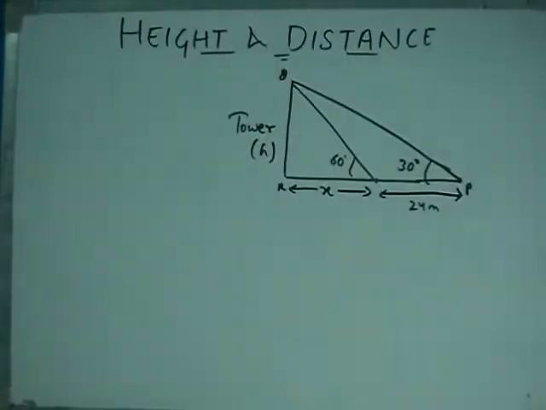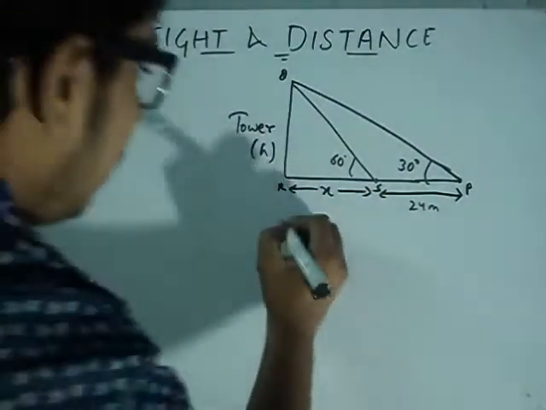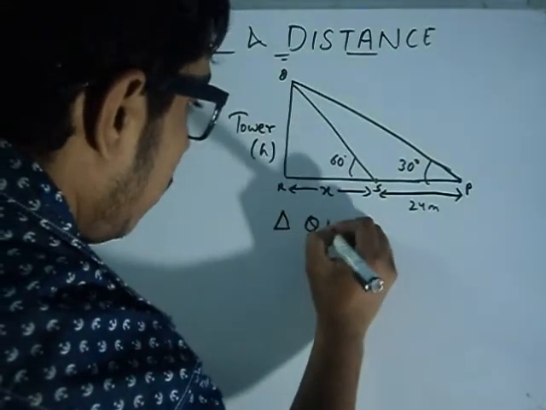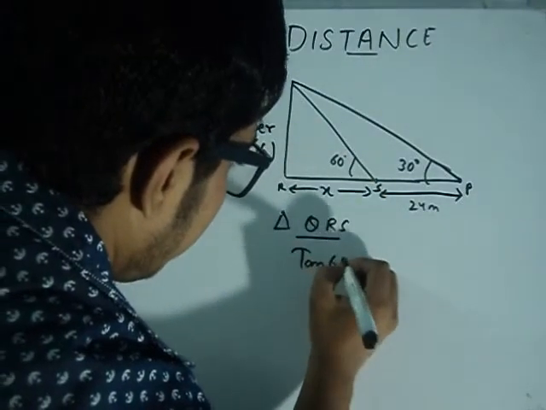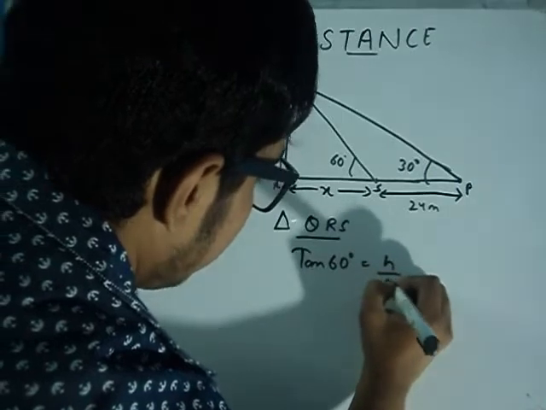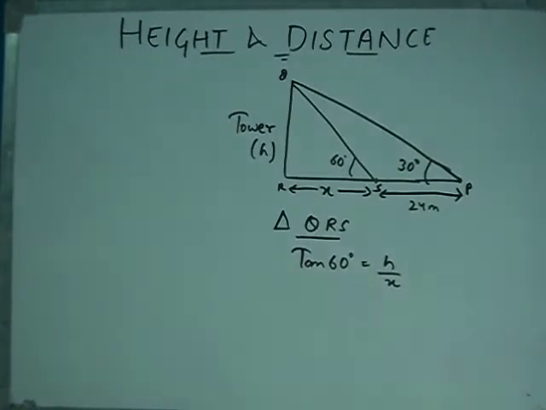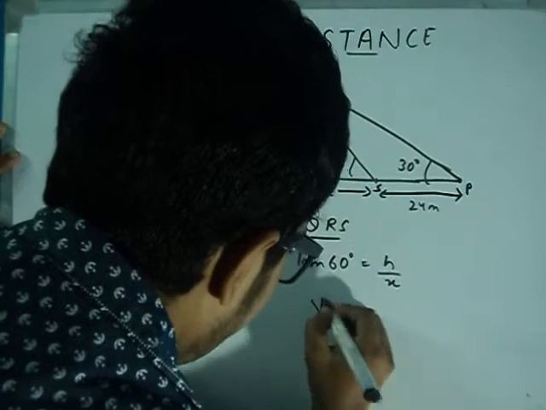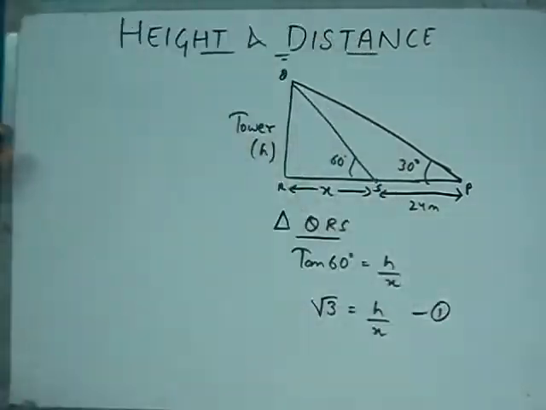Let's take this PQS triangle, QRS. We have tan 60 equals h by x. Tan 60 is perpendicular upon base, the ratio of the perpendicular upon the horizontal line. So we have tan 60 as root 3, and we get our first relation.